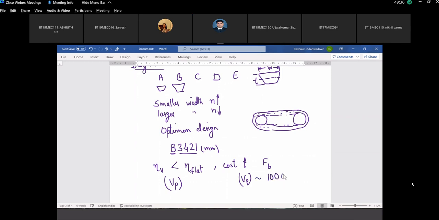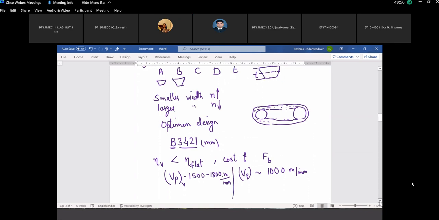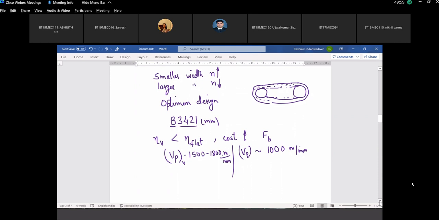We had assumed some value from the data book. It is 1000 meter per minute. Here for V belt, you can go up to 1500 to 1800 meter per minute because there is no problem of slippage. So this is another reason why the power transmission capacity increases, because P rated is now (T1 minus T2) into VP. Since you can afford a higher value of VP, the power transmission capacity also increases.